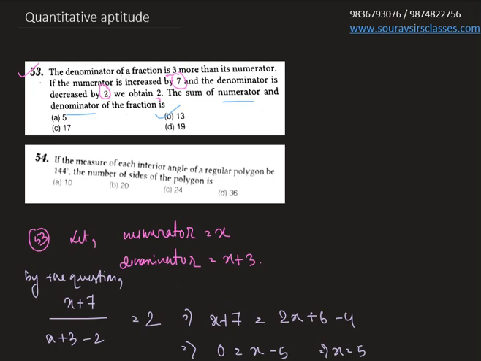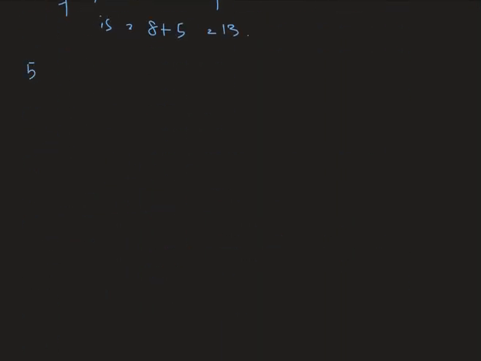Now let's check the next question. If the measure of each interior angle of a regular polygon be 144, we need to find the sides of the polygon. Now, first of all, we assume that the total sides of the polygon is n.